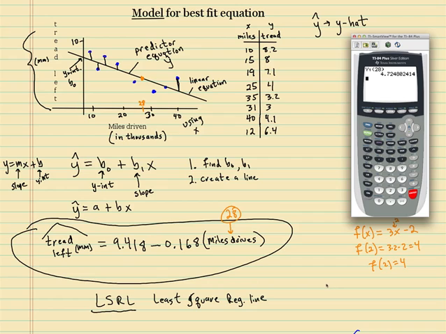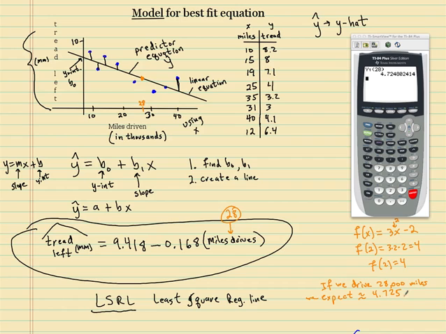And so what this means is if the car is driven 28,000 miles, we expect approximately 4.725, what's my units? Millimeters of tread on the tire. That's the statistical way to say it.